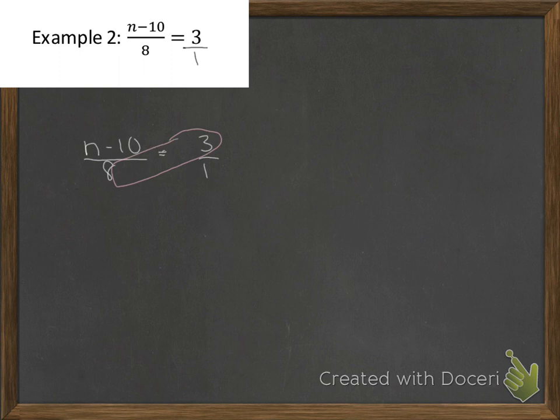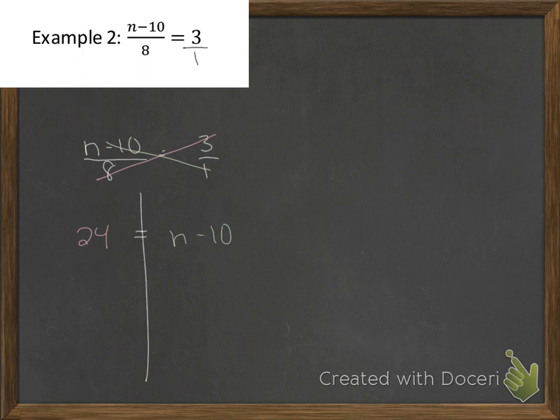I have 3 times 8. 3 times 8 is 24. And then we have 1 times n minus 10, which is just n minus 10. So we have 24 equals n minus 10. To solve this, we can add 10 to both sides of the equation, and we get n is equal to 34.